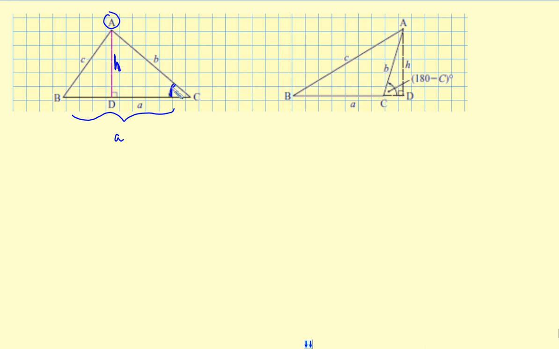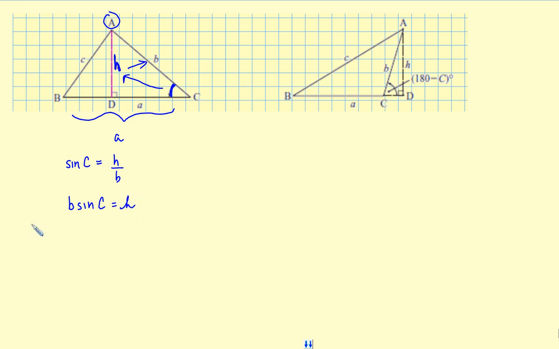Now, if I had to write a relationship between this angle and the height, I could say that the sine of angle C is equal to the opposite over the hypotenuse, so it'll be h over b. If I isolate for h, I rearrange the formula and end up with b sine C equals the height h.